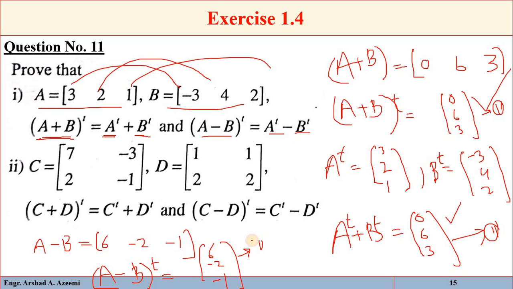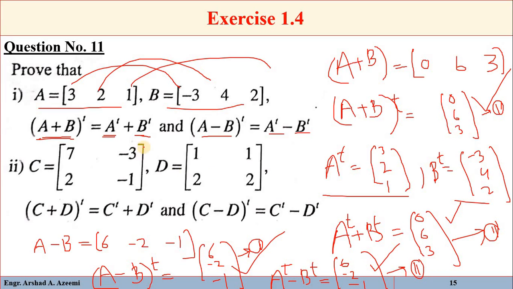Okay, for example this is matrix 1. Now see, here we have already taken out the transpose of A and B. So now just take A transpose minus B transpose. Take the difference. So 3 minus minus 3 becomes 6. 2 minus 4 is minus 2. 1 minus 2 is minus 1. So suppose this is matrix 2. Now matrix 1 is equal to matrix 2. So it means that A minus B whole transpose is equal to A transpose minus B transpose. Similarly, the procedure will be applied for the second question.